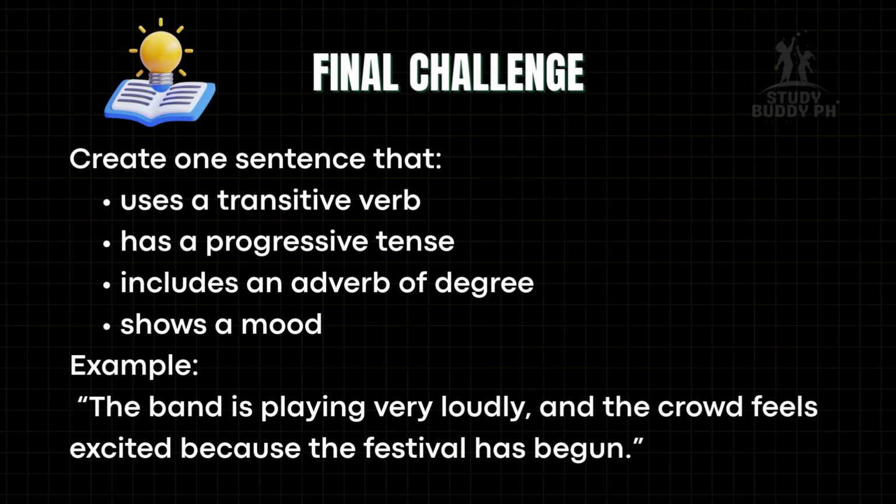Create one sentence that uses a transitive verb, has a progressive tense, includes an adverb of degree, and shows a mood. Example: the band is playing very loudly, and the crowd feels excited because the festival has begun. Can you make your own? Try it after this lesson.